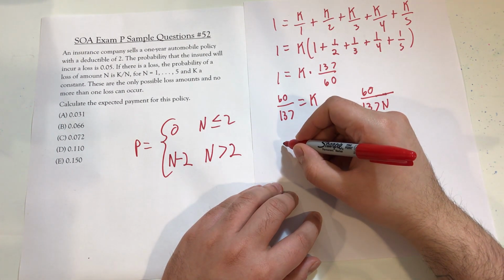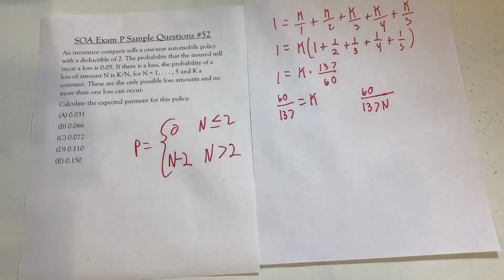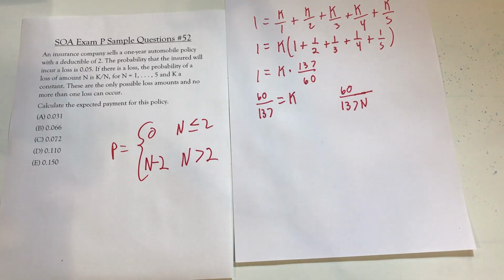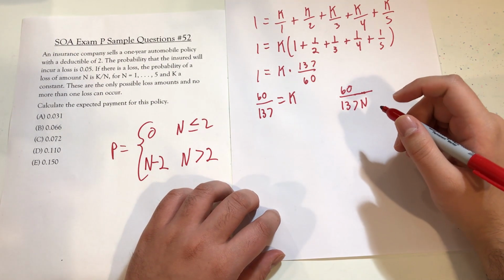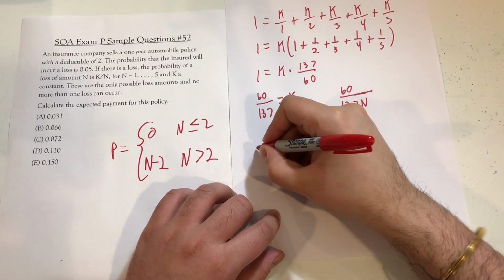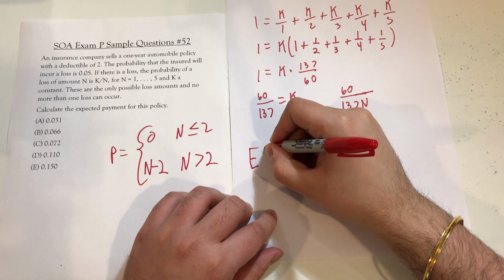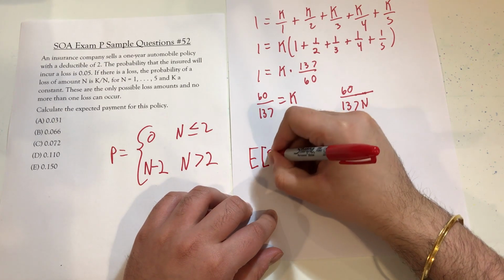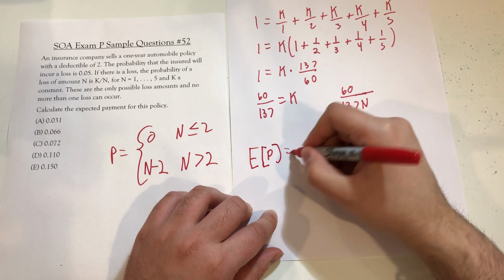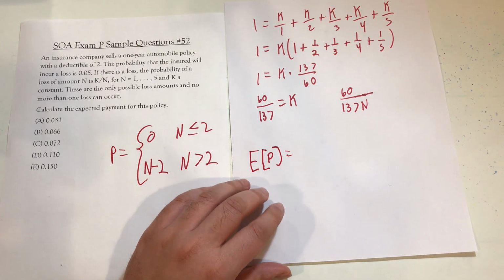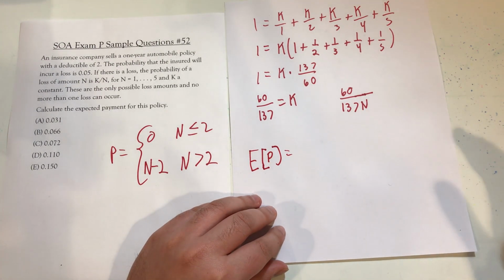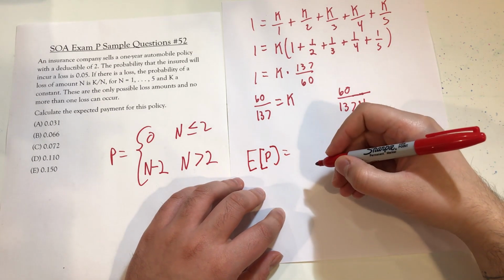So we get the following. Let me just make sure I'm in frame here. Great. So my expected payment should be equal to, well, the actual payment amount multiplied by the probability of that payment.